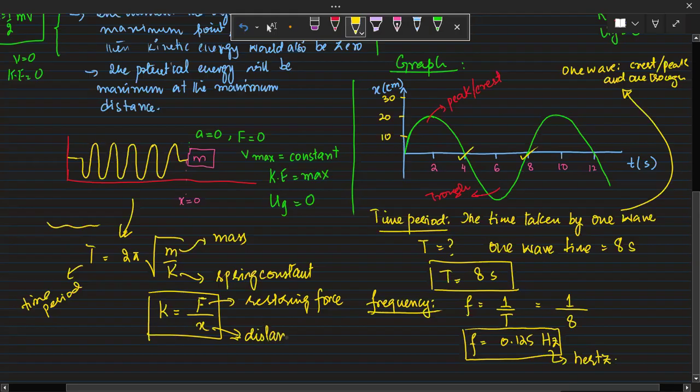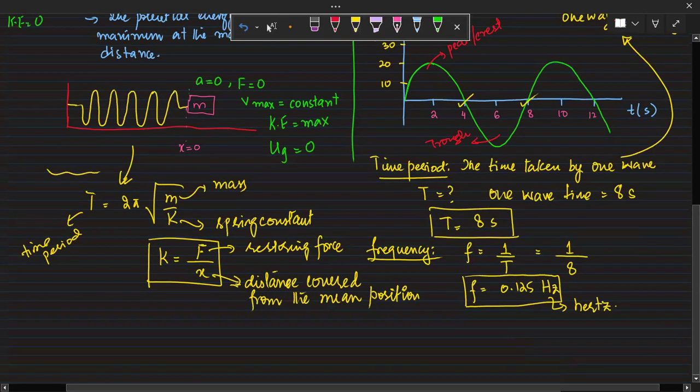Distance covered from the mean position. Clear? So I hope that you are getting these things clear, right? Yes, I am. Yes, sir.